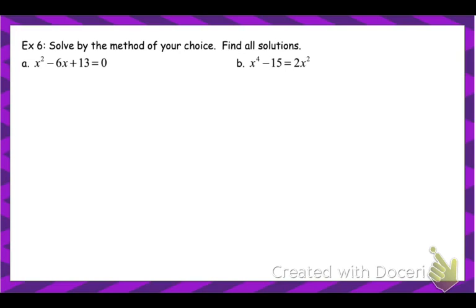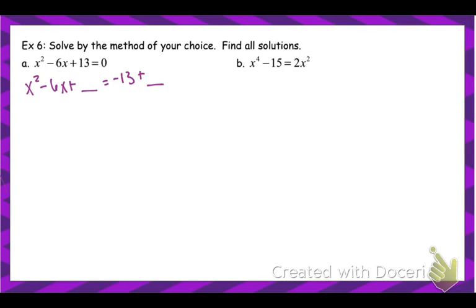Factoring won't work. But I'm going to use completing the square just because it's my opinion that if you have an a value of 1 and a b value that's even, I think completing the square is the fastest option. It's also just good review. So this becomes x squared. So for completing the square, I'm going to start by leaving a blank and moving the 13 to the other side.